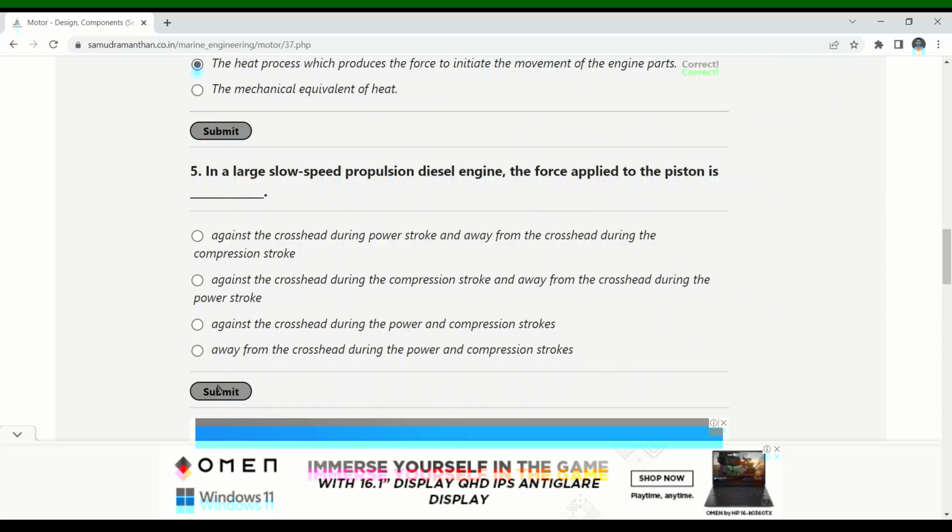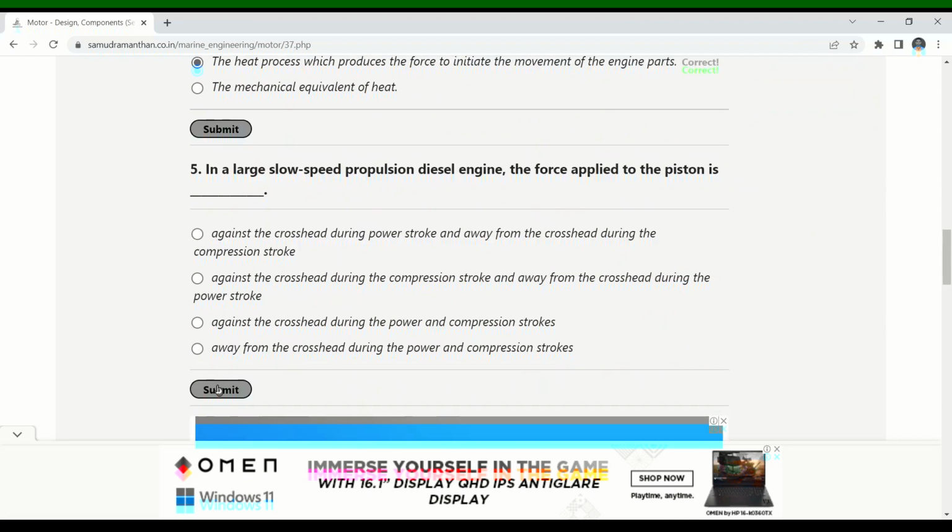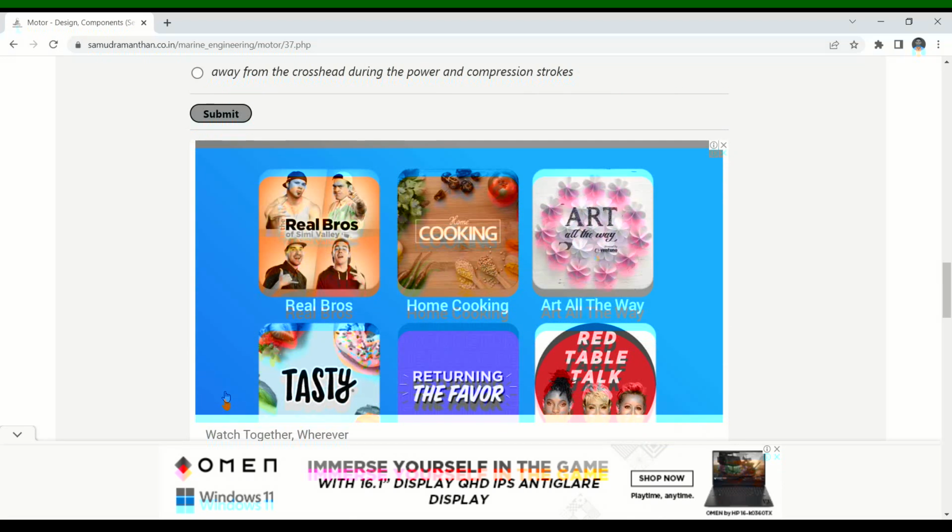Our next question is, in a large slow speed propulsion diesel engine, the force applied to the piston is, and the options are, against the crosshead during power stroke and away from the crosshead during the compression stroke, against the crosshead during the compression stroke and away from the crosshead during the power stroke, against the crosshead during the power and compression strokes, away from the crosshead during power and compression strokes. The correct option should be against the crosshead during the power and compression strokes.